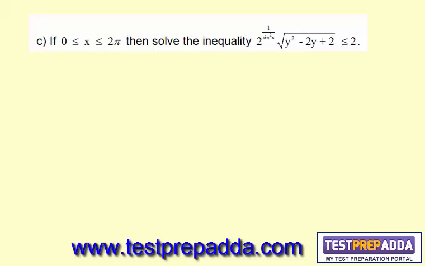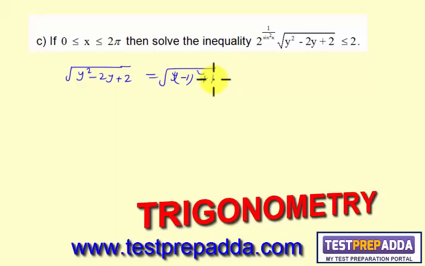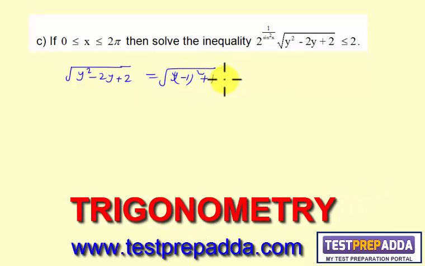Here, if I take √(y² − 2y + 2), this I can write as √((y − 1)² + 1), and if you look at it carefully, this is greater than or equal to 1.